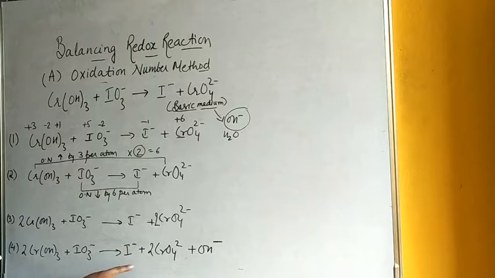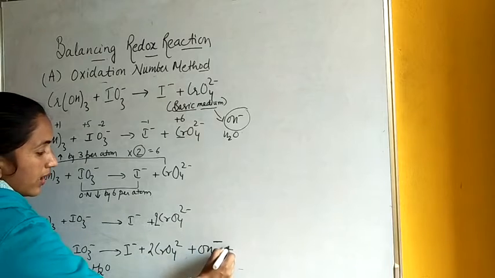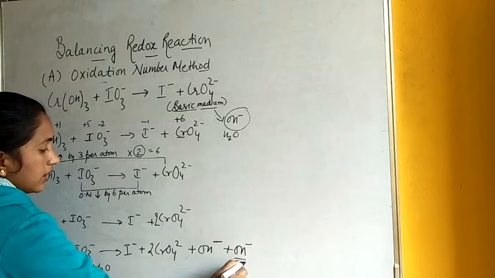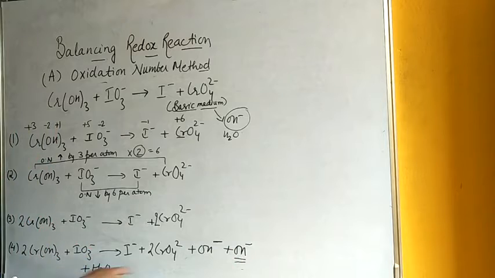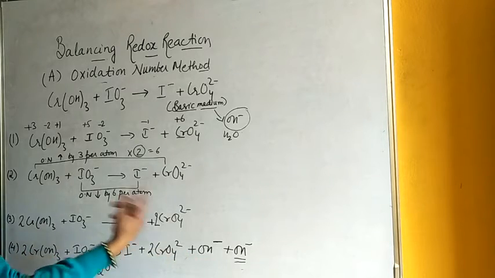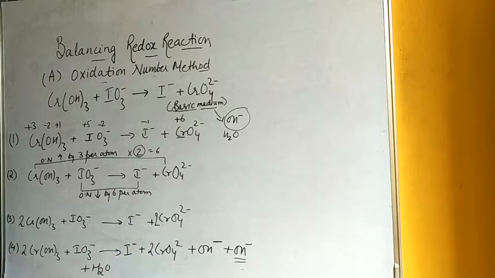Right now, since we have added OH negative here, we have to add water to the side opposite where you have added the hydroxyl ion. And for every addition of one water molecule, you have to add one OH negative on the other side. This was the first OH negative which we added to balance the oxygen atom, and then we added water accordingly. The number of water molecules we add here, we have to balance by adding hydroxyl ion on the other side.